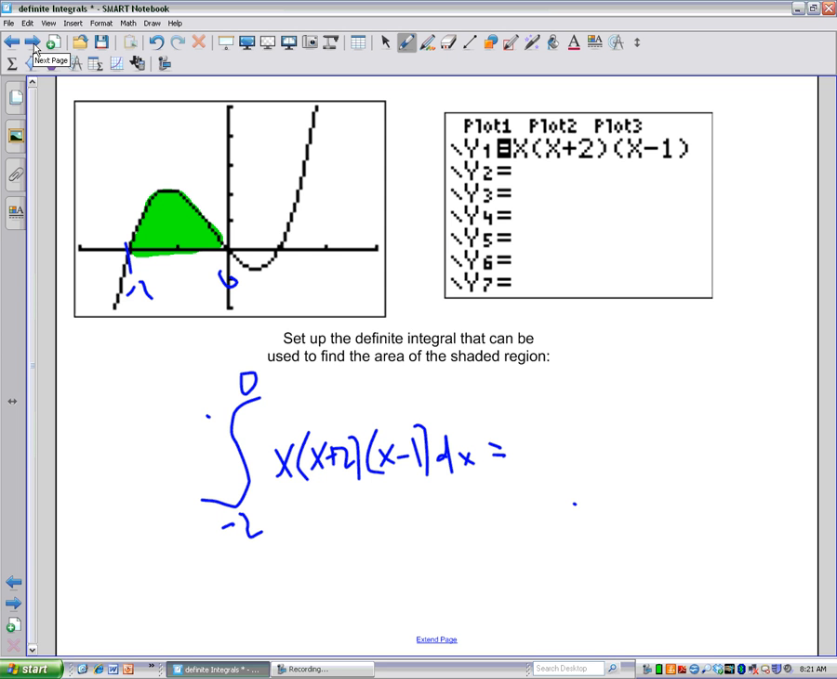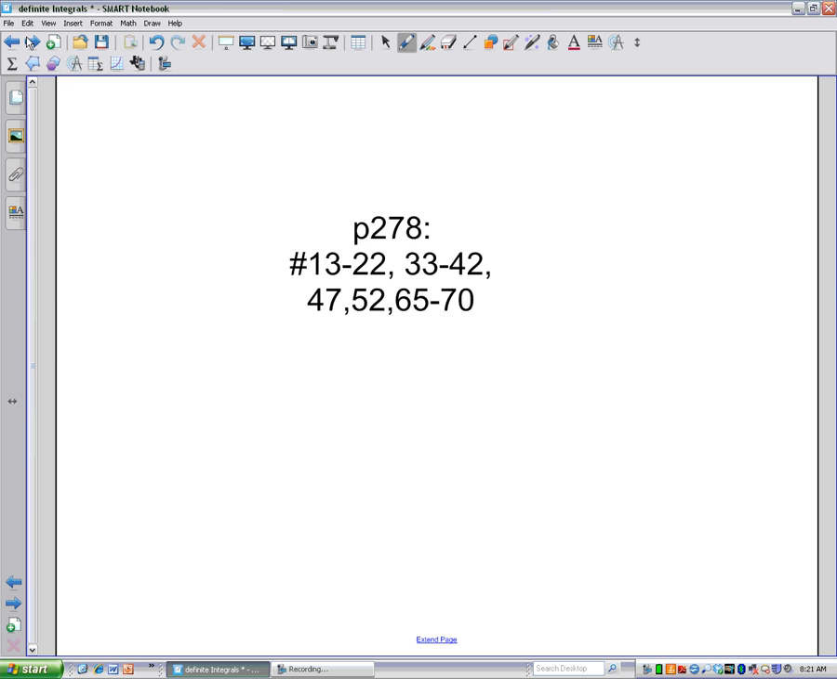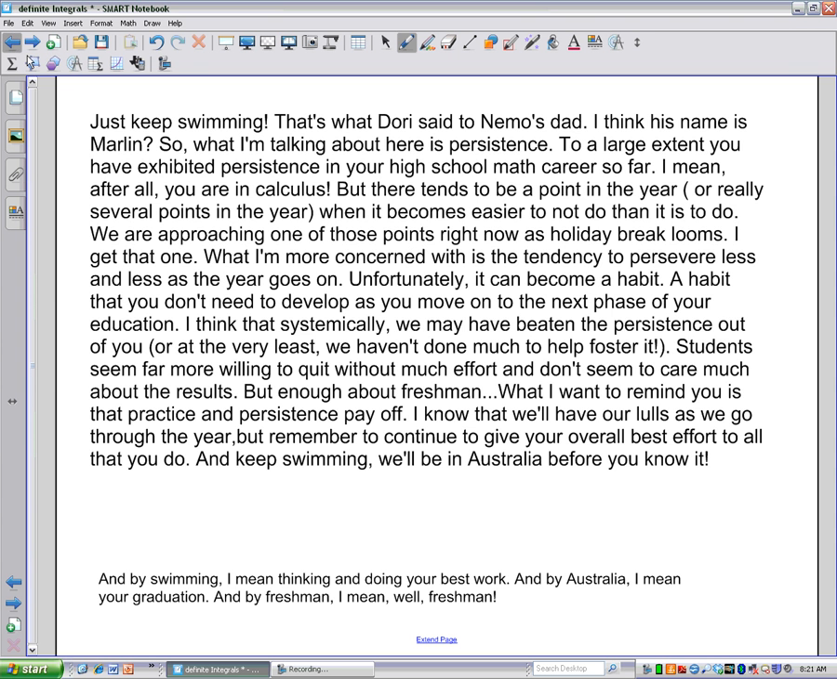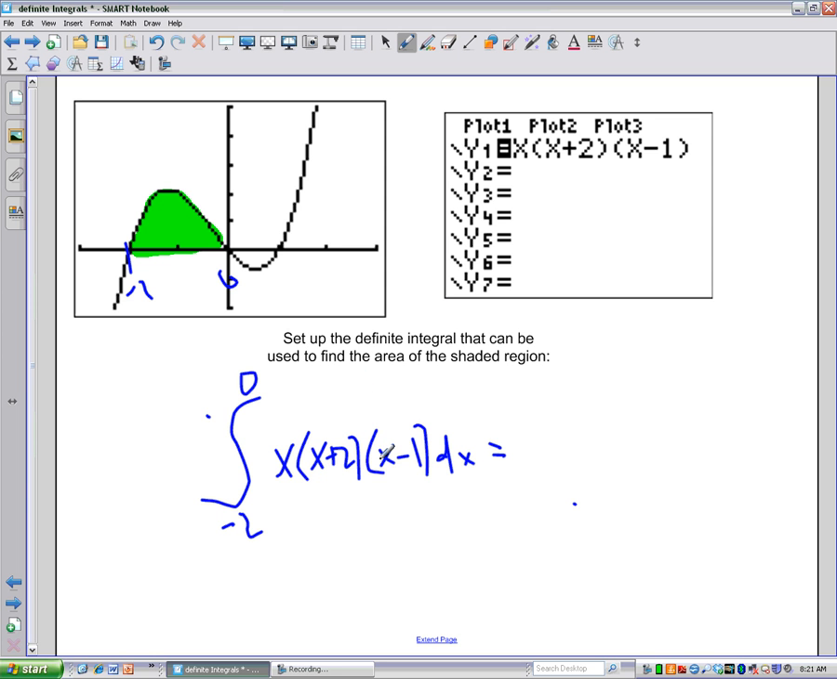So, that I think is about what we're going to learn about definite integrals today. That's what we're going to work on tomorrow. That's that, and I think that's about it.